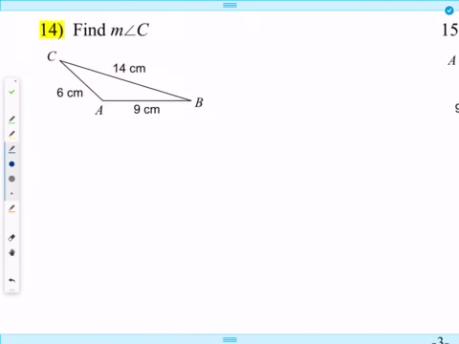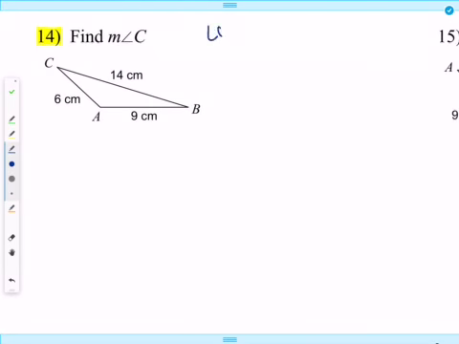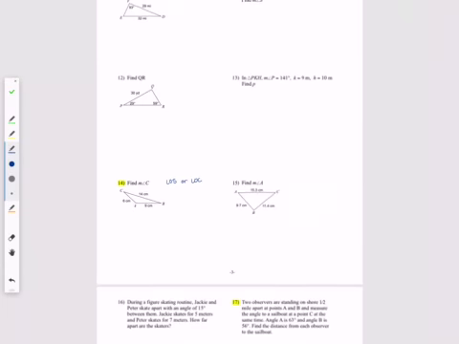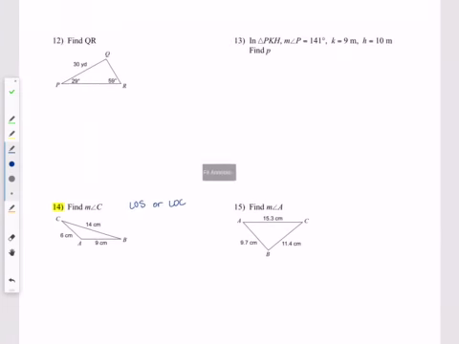And you'll notice number 14 is not a right triangle. So here's where we're going to use either LOS or LOC, that's the law of sines or the law of cosines. The first thing we want to do is figure out which of those two we're going to use. And you'll remember the trick that I told you was to look and see if you have an angle and a side across from each other that match together.